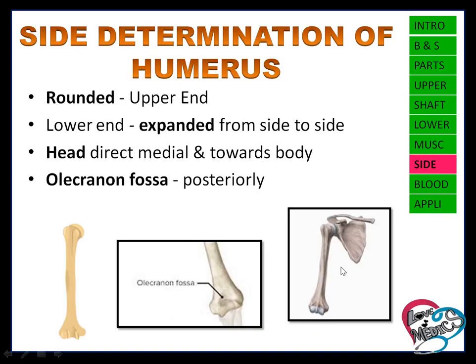How to determine the sides of humerus? Upper end should be rounded and lower end should be extended from side to side, and the head directed medially and towards the body, and posteriorly the olecranon fossa is present. So we can determine the side.